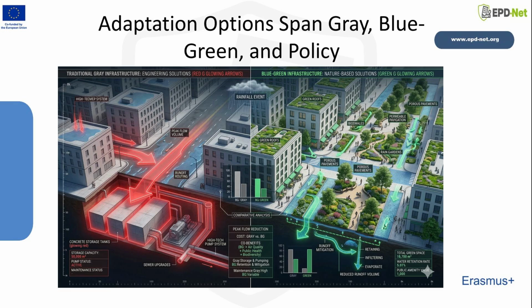Adaptation options span gray infrastructure, blue-green infrastructure, and policy tools. Gray measures include sewer upgrades, pumping, storage tanks, and overflow controls. They often provide clear hydraulic benefits but can be expensive and constrained by space. Blue-green measures include green roofs, permeable surfaces, bioswales, tree pits, detention basins, and restored corridors. These measures can reduce runoff generation and slow flow while delivering co-benefits like heat reduction, biodiversity support, and improved public space.